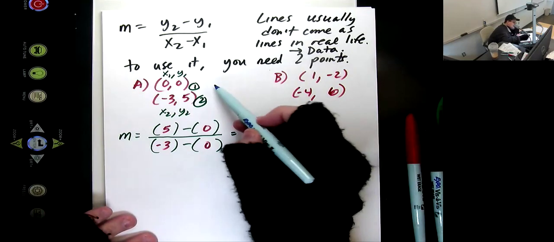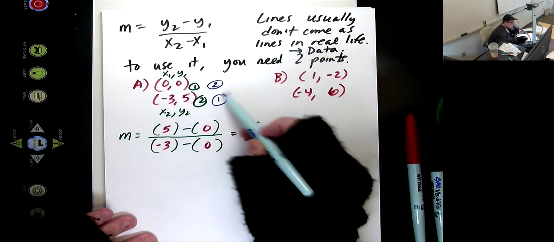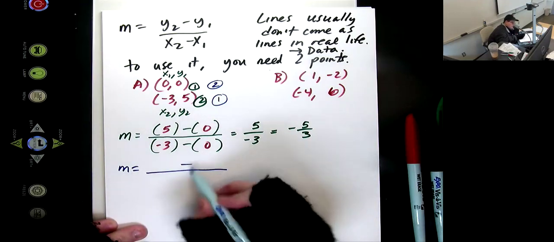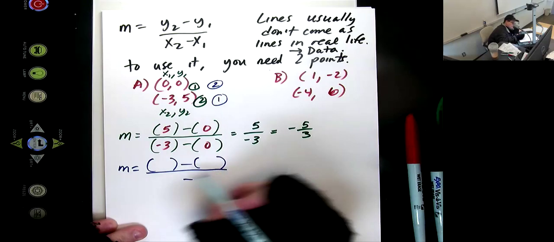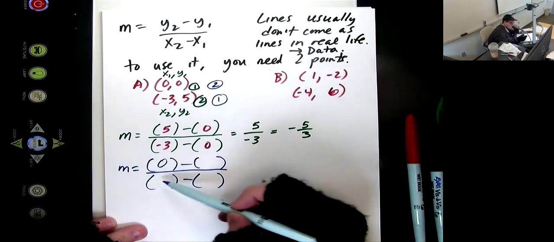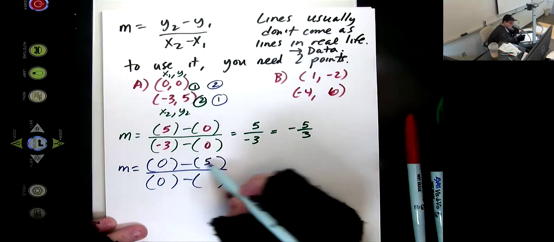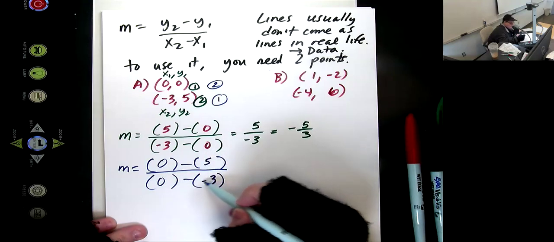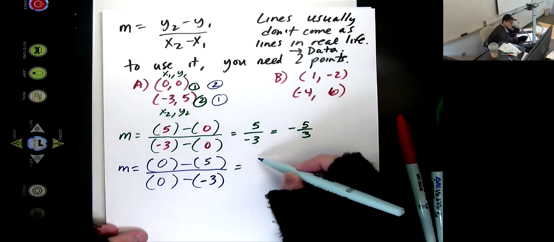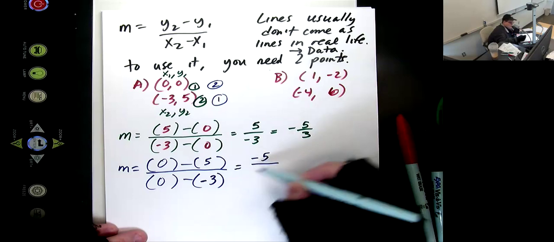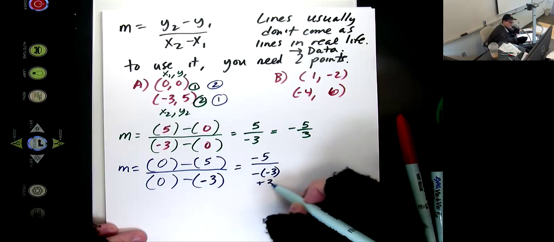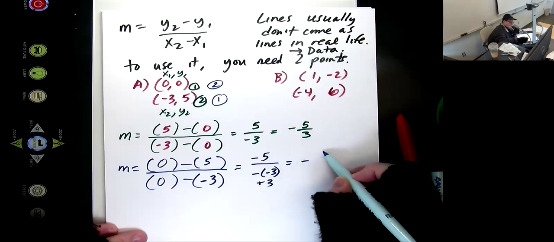Let's do the same thing. I'm going to switch it up though and call that point 2 and call that point 1. I think it's important to see how it works out. Now my zeros are over here. My 5 is there and my -3 is here. So 0 minus 5 is -5 on top. And I have -3 on bottom, which is +3. So we end up having -5 over 3 again.